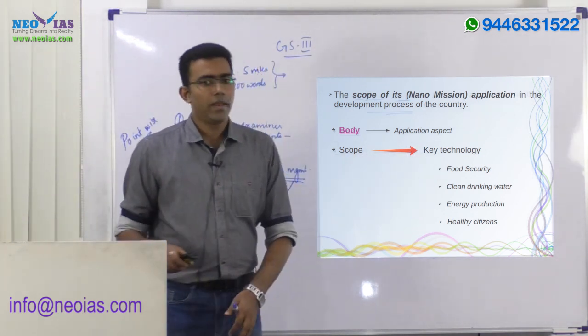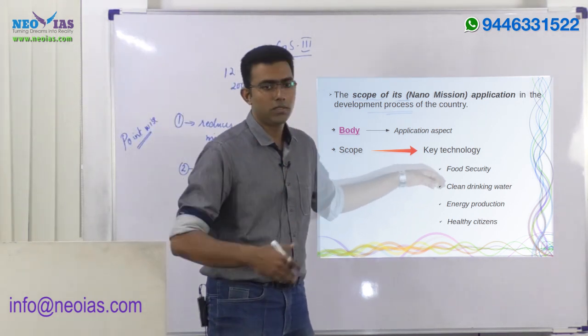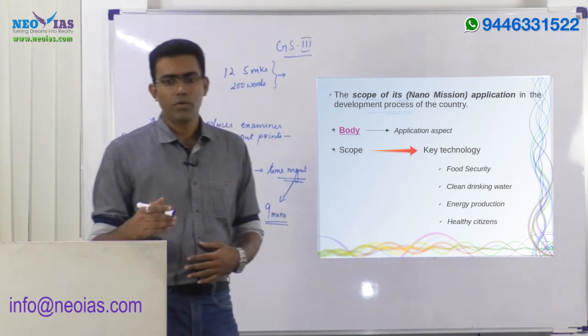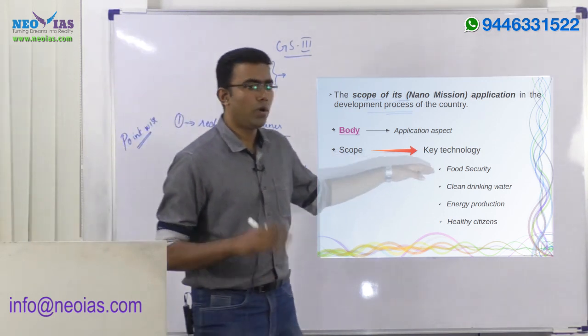So these are the areas wherein you can link the scope or the key technologies with that of the nano mission. And again, don't go ahead and describe each and every part, that is food security, this is it. Need not. What I said right now is for your understanding. Do not explain it. Just give it in one sentence or two sentences.